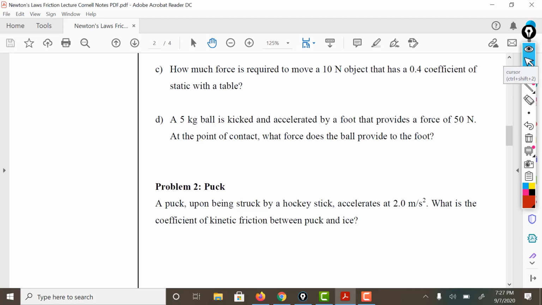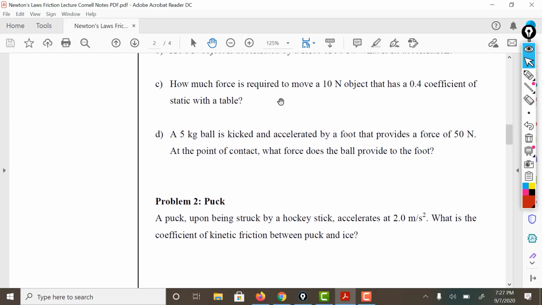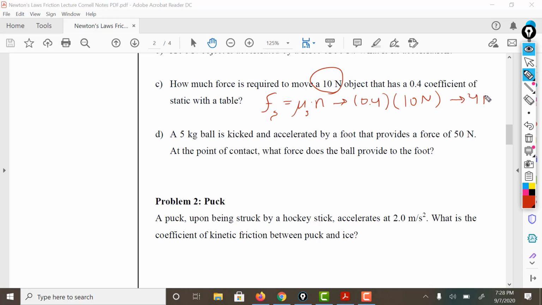For part C, how much force is required to move a 10 Newton object that has a 0.4 coefficient of static friction with a table? So remember, this is static, so Fs is equal to mu s times the normal. The mu is 0.4. Notice it has no units. The normal is going to be the same as the weight. The weight is 10, and by Newton's third law, every action has an opposite and equal reaction. Then if the weight's 10, the normal is 10. Multiplying those two, we get that the answer is 4 newtons.